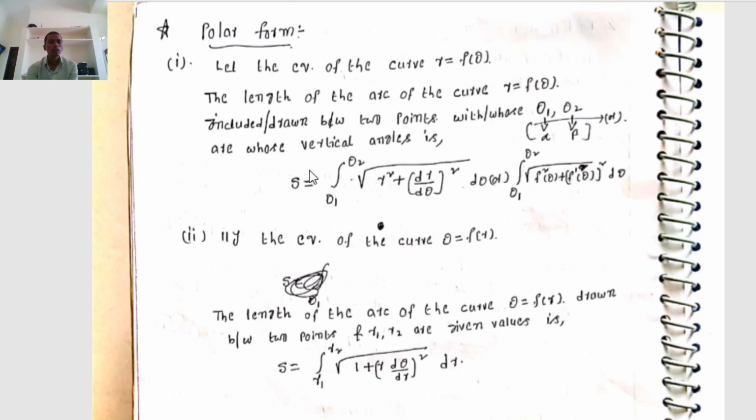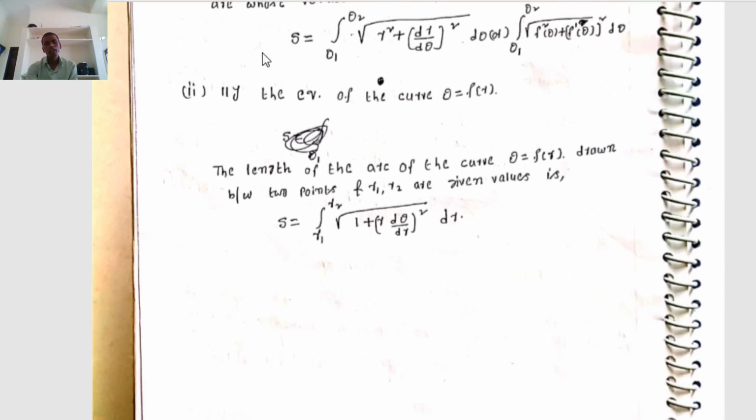Therefore the length of the arc of the curve is equal to integration theta 1 to theta 2 square root of r square plus (dr by d theta) square into d theta, or integration theta 1 to theta 2 square root of f square of theta plus (f dash of theta) square into d theta. The length of the arc of the curve r equal to f of theta between 2 points with theta limits theta 1 comma theta 2 is given by s equal to integration theta 1 to theta 2 square root of r square plus (dr by d theta) square into d theta, or integration theta 1 to theta 2 square root of f square of theta plus (f dash of theta) square into d theta.